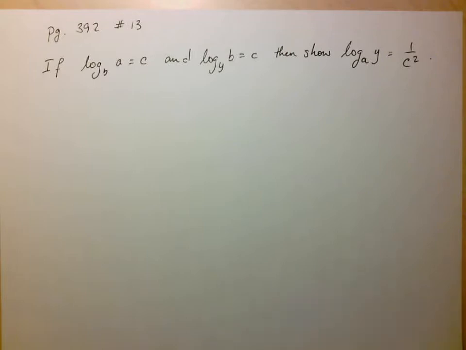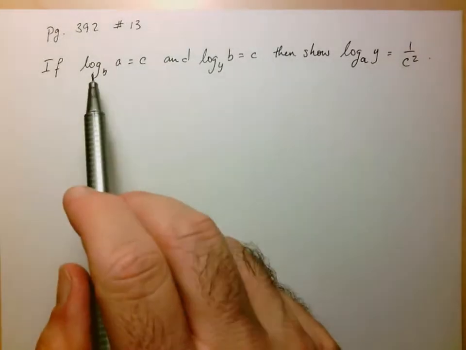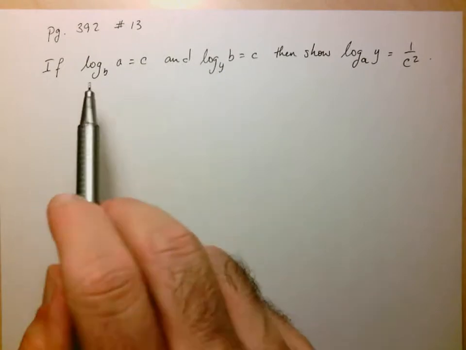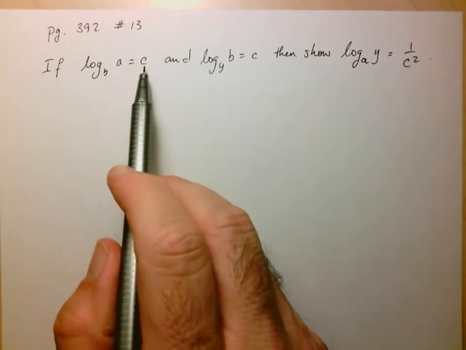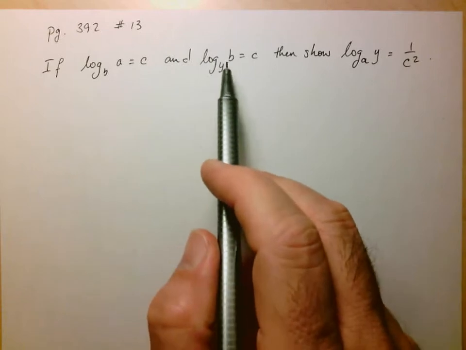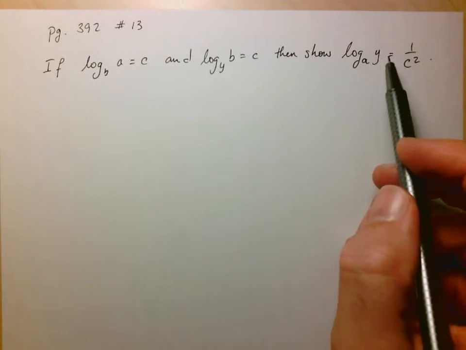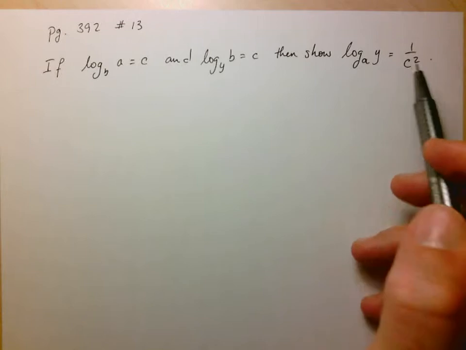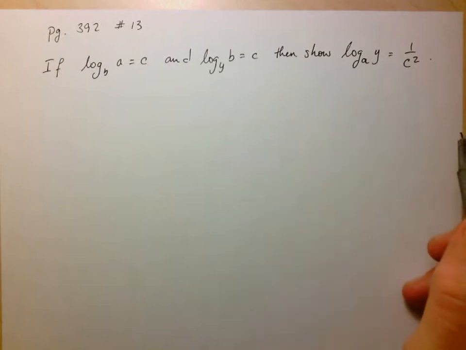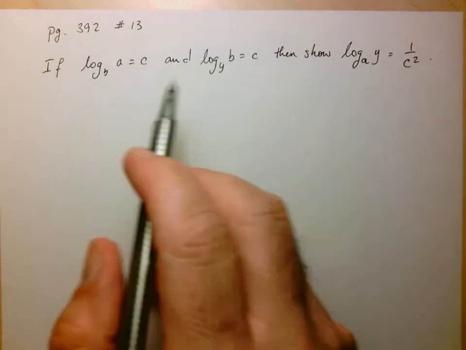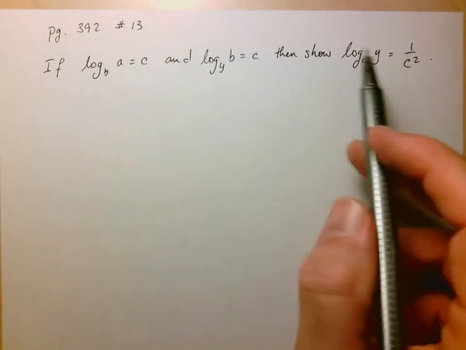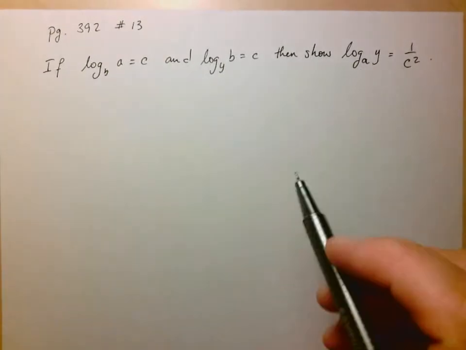Hi folks, we're going to take a look at page 392, number 13, one of the challenge questions that I've given. So here what they tell us is that if these two equalities are true, in other words, if log base b of a is equal to c, and log base y of b is also equal to c, they want us to show that log base a of y is equal to, in the book it's given as c to the negative 2, but I'll just rewrite it here as 1 over c squared. So in other words, we have to use this information given to somehow prove this equality here.